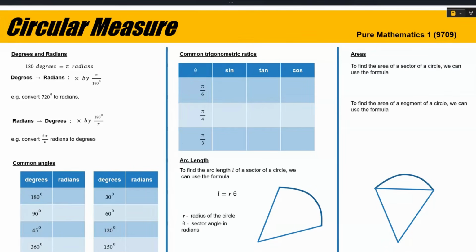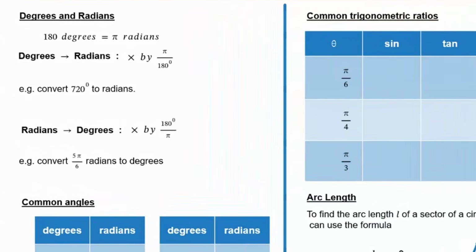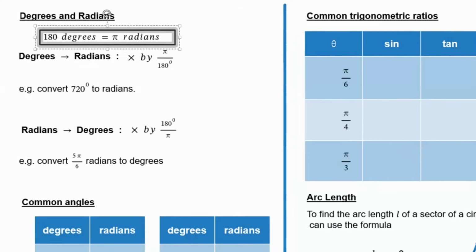Alright, so let's start with the basics, like what you need to know to master this topic. The first thing is you need to know how to convert between degrees and radians. The first thing to know is that 180 degrees is equal to pi radians. So when you're converting between degrees and radians, make sure you know that 180 degrees is equivalent to pi radians.